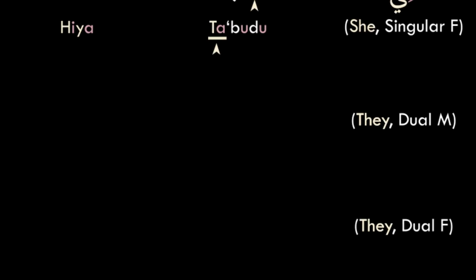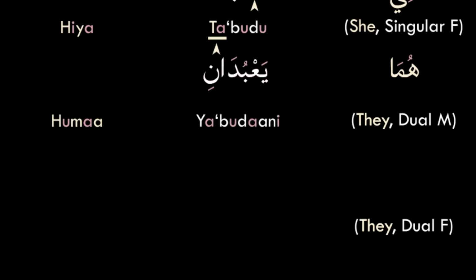For male we say huma. We say huma ya'budani. We add ya in the first to indicate that I talk about them but males, and alif and noon in the end to indicate that they are 2 persons.